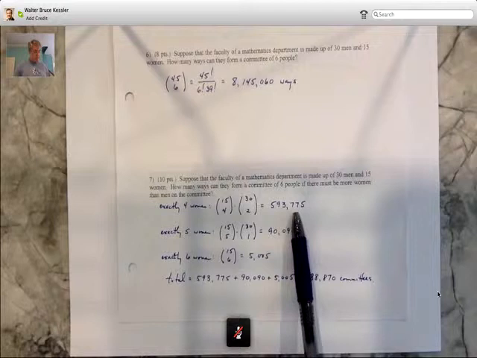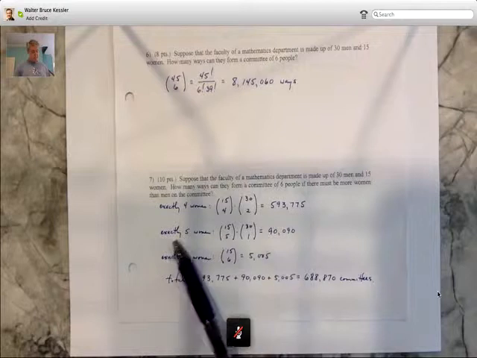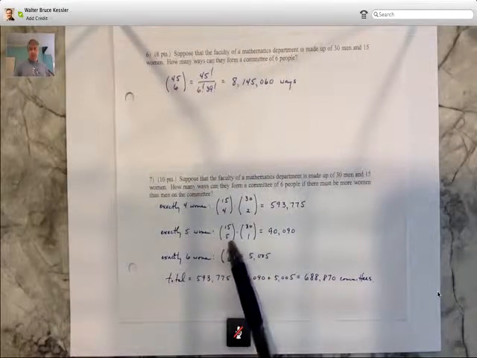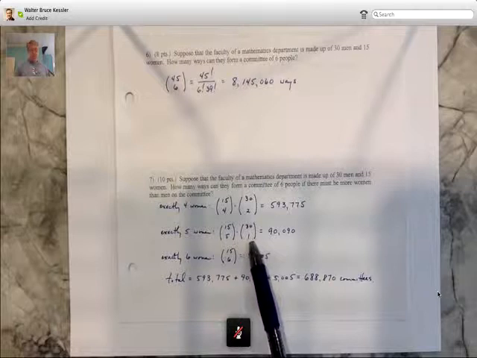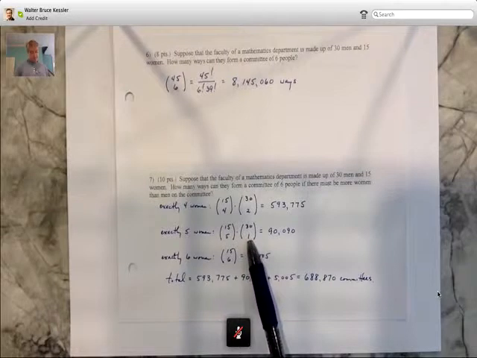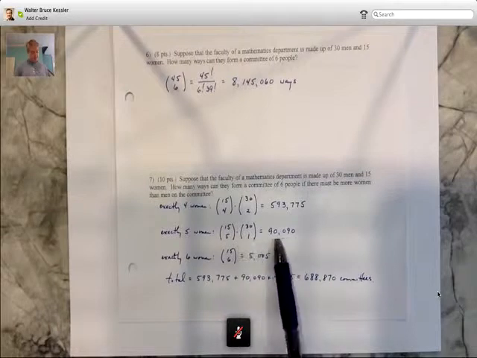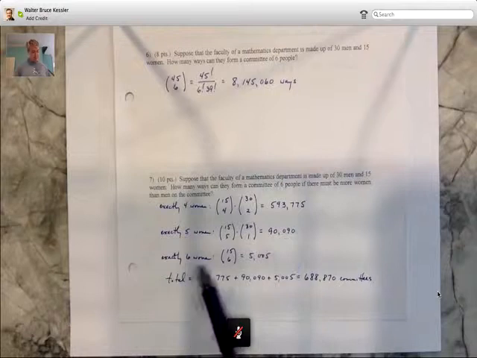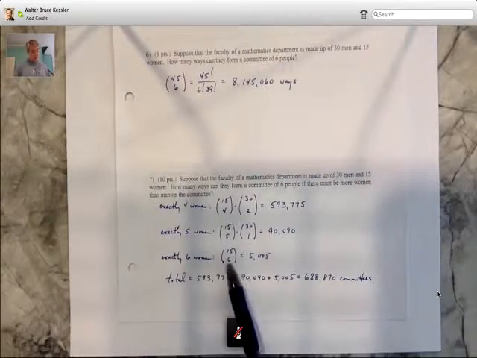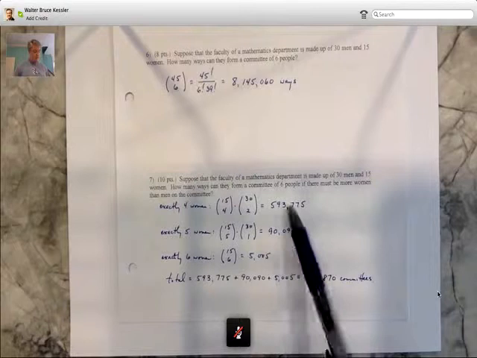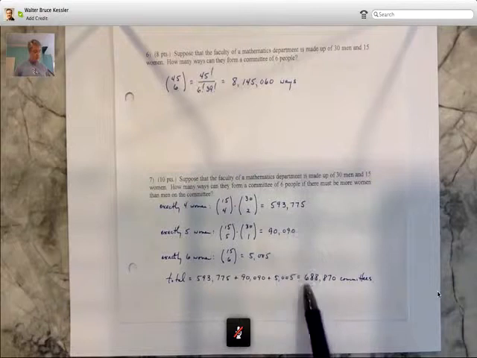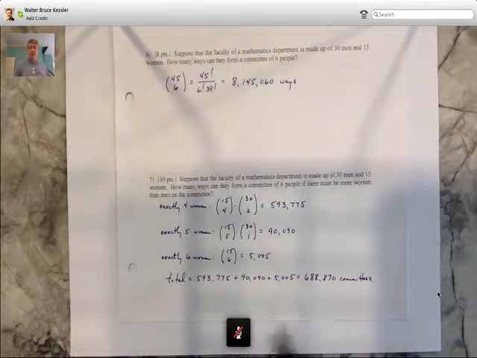And that's 593,775. Exactly 5 women. We choose 5 women out of the 15, and then there's 30 guys to choose from. Pick one. And so we get 90,090. And exactly 6 women, well, just choose 6 women out of the 15. So adding all these cases up, you get 688,870.